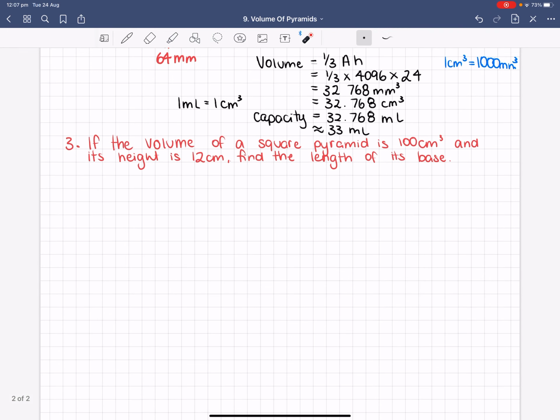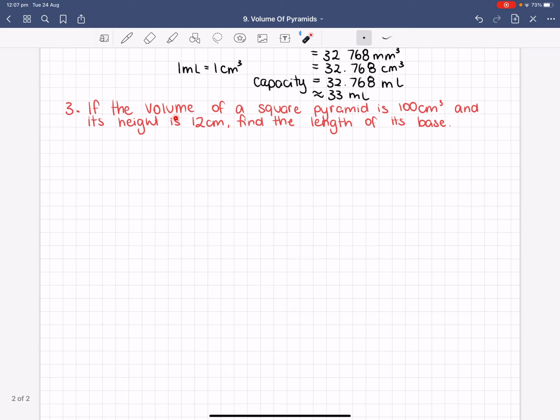All right, last question. If the volume of a square pyramid is 100 centimeters cubed and its height is 12 centimeters, find the length of its base. So, because it's a square pyramid, remember, if we're talking about volume, the volume is equal to 1/3 times the area of the base times the height.